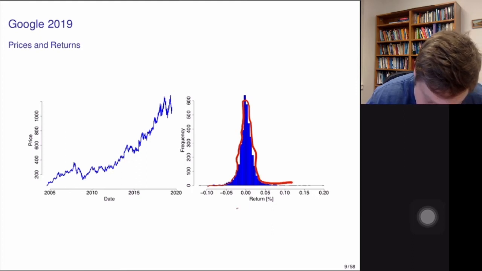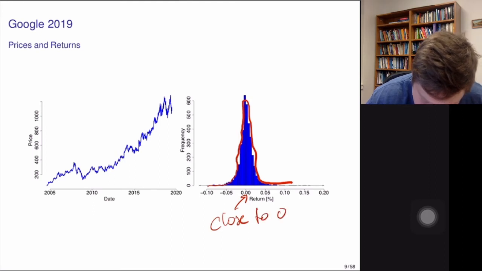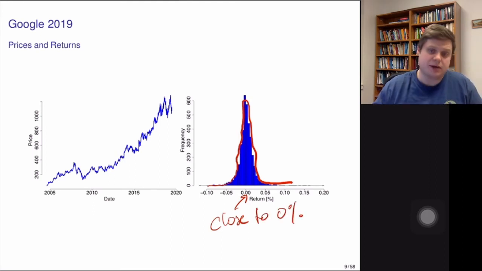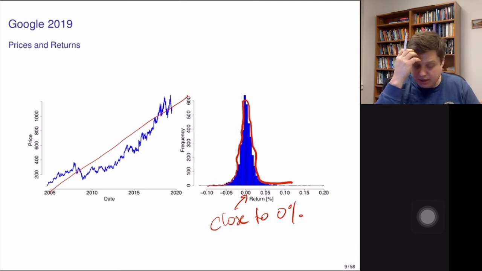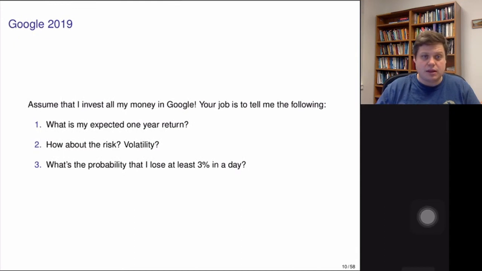So the mean is close to 0, which we expect, right? On average, sometimes the stock goes up, sometimes the stock goes down, and on average it's close to 0. There is a small non-zero value here, which is positive actually for the Google stock. You can see it by looking at the price, that the price moves in the positive direction, so the average return is still positive, although sometimes it goes up, sometimes it goes down.